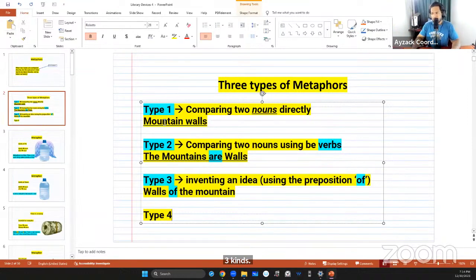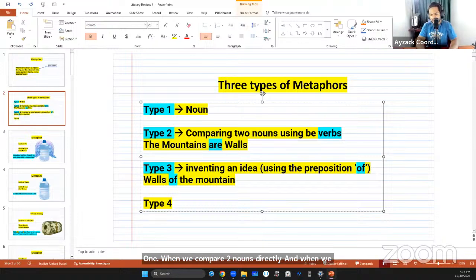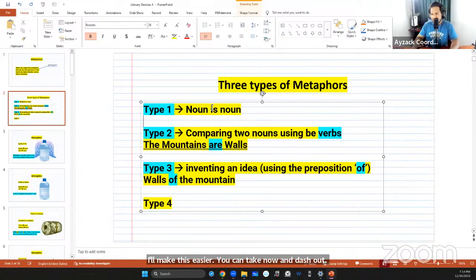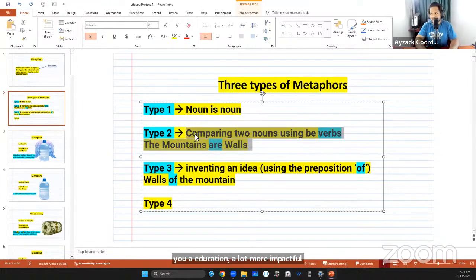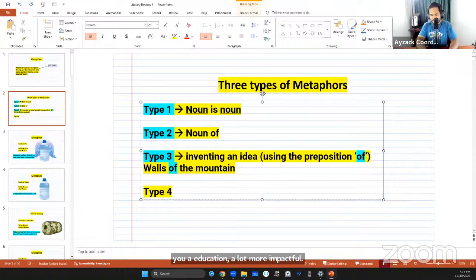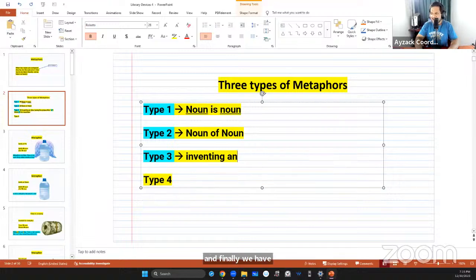When we compare 2 nouns directly, it's a lot more complicated. I'll make this easier. You can take noun dash noun. Noun is noun. Much better. There are 4 kinds of metaphors. The first kind is noun is noun. I'm making it easier for you guys, okay? My job is to make your life easier. My job is to make your education a lot more impactful. It's noun is noun. Then we have noun of noun, and finally we have noun dash noun.